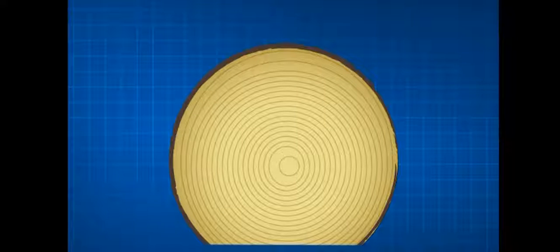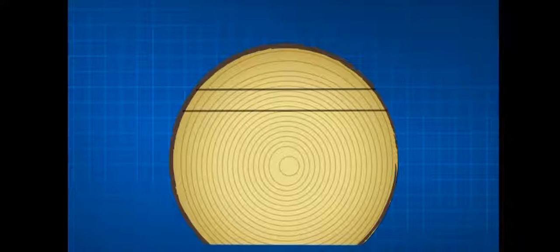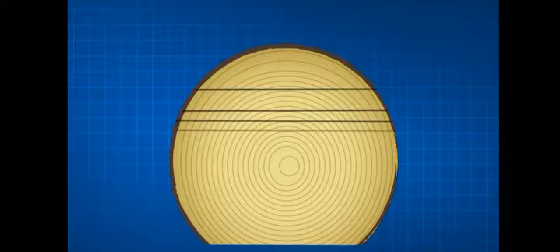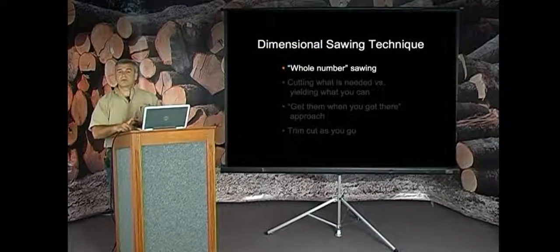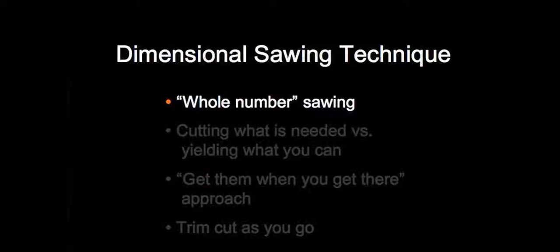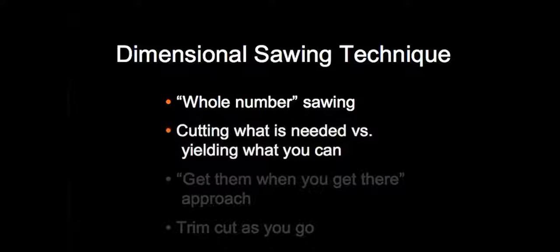If you make a cut at 11, your next cut might be at 9. Your next cut might be at 8, might be at 7, but it'll always take you to a dimension you're targeting. What are the dimensions in dimensional lumber? 4, 6, 8, 10, 12. How can you miss if you always cut on the whole numbers? Now, it blends well with cutting what is needed versus yielding what you can.